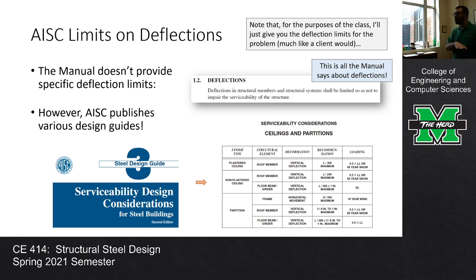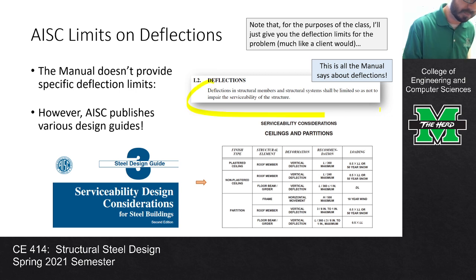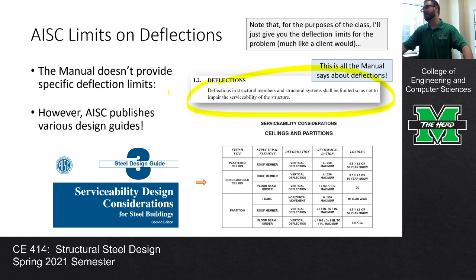Now, that's the concrete spec. Here's what the steel spec says. If you open up Chapter L, it's the chapter on serviceability, and this is what it says: deflections in structural members and structural systems shall be limited so as not to impair the serviceability of the structure. And that's it. It does not tell you what the deflection limits are. It just tells you that you, as the engineer, need to account for them.